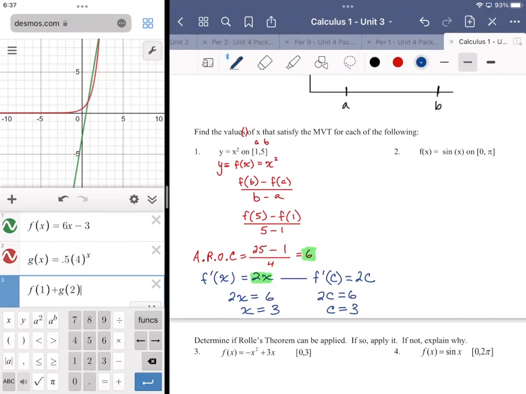But this is technically the by the book way of doing it. Either way, as long as you come up with 3, it's fine, right? So it's just weird, you know.